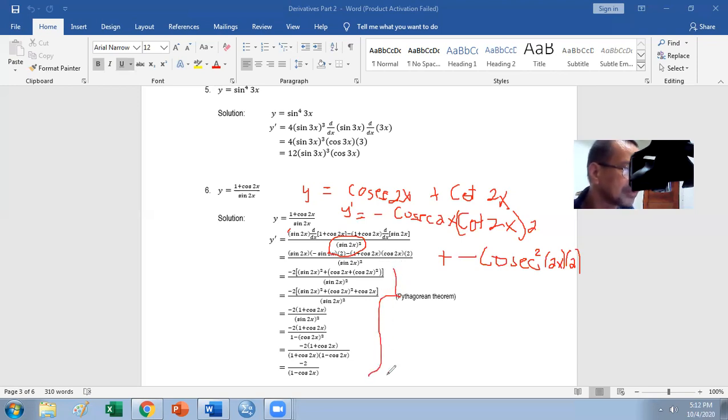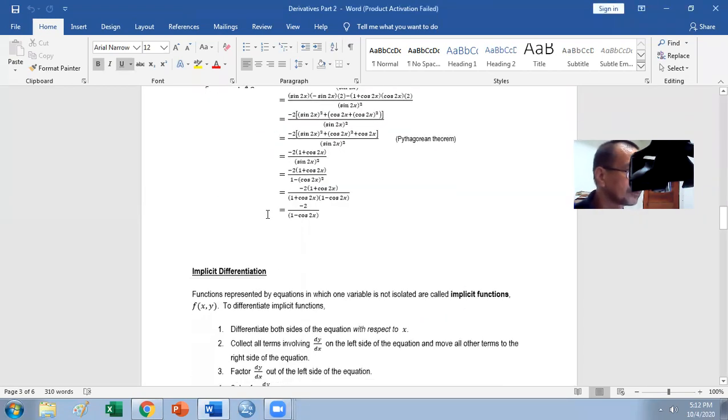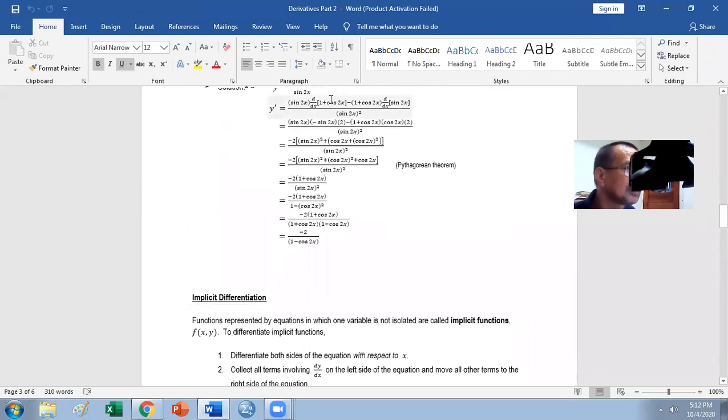In just simplification, okay? Now, these two are the same, okay? I will not show how this is solved, okay? You can prove it that they are the same, okay? Although this is just in terms of cosecant, okay, and cotangent, while this is in terms of cosine, okay? I will just leave it to you to prove this. Okay, next is, okay, implicit differentiation. But let's have another example, no?